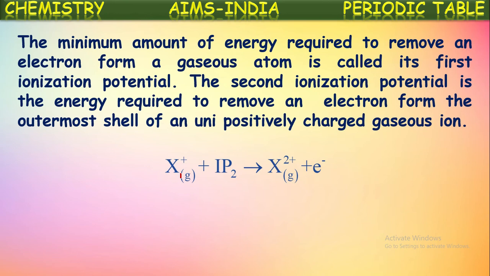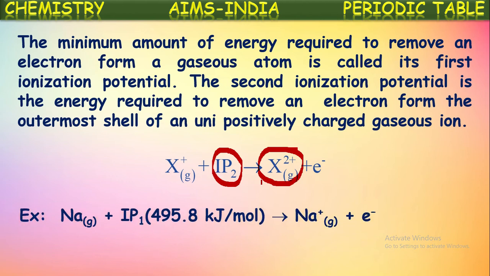Earlier we have seen in ionization, one electron is lost by X by the gain of a certain amount of energy, which is called ionization potential 1. For the same, if you supply some more energy, then it loses one more electron and converts into an X plus 2 ion. The energy required by this uni-positive ion to remove the second electron is called second ionization energy or second IP.